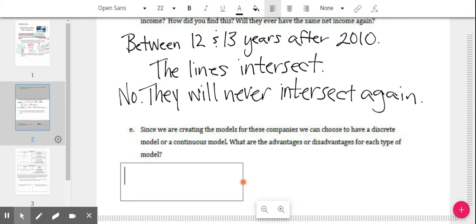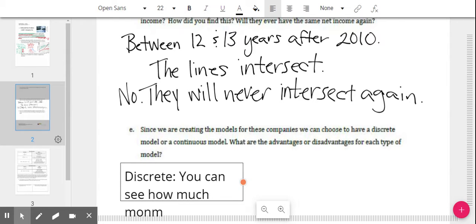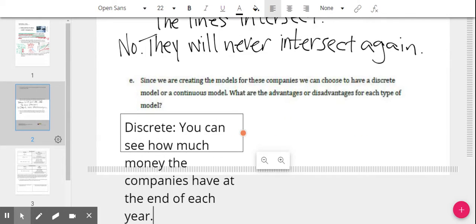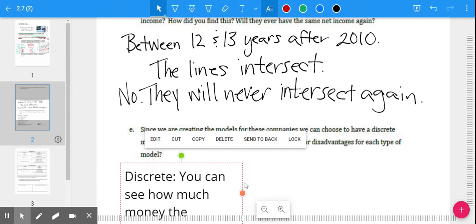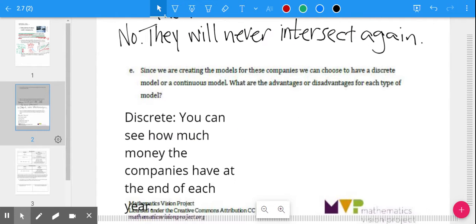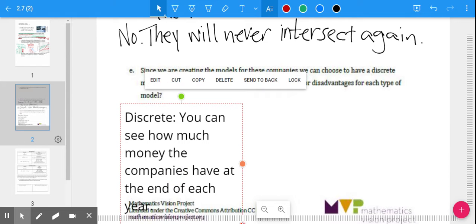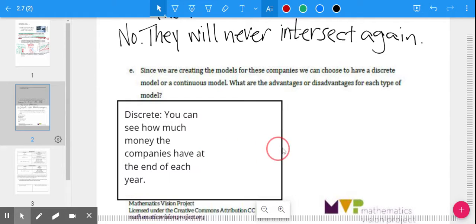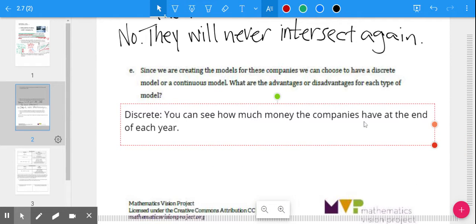So when we're trying to answer this question, if it is discrete, the advantages of it being discrete would be that you can see how much money the companies have at the end of each year. And then if you're trying to take a perspective from the long view, like, oh, I'm going to leave my money in this company for 14 years, where would it be at that point? You could easily see that.